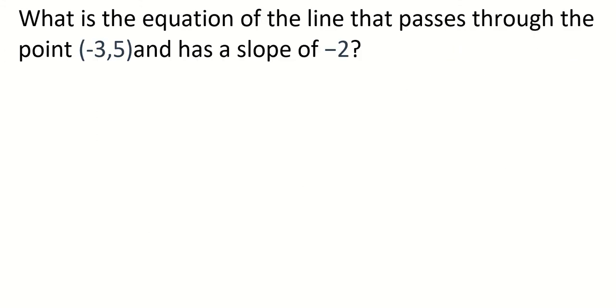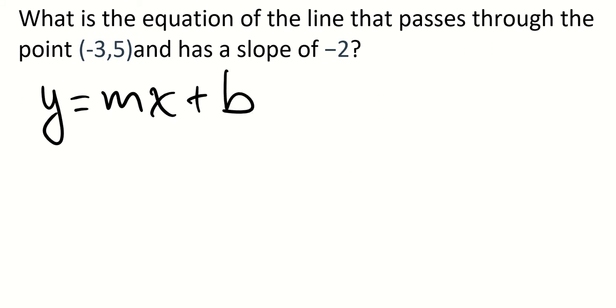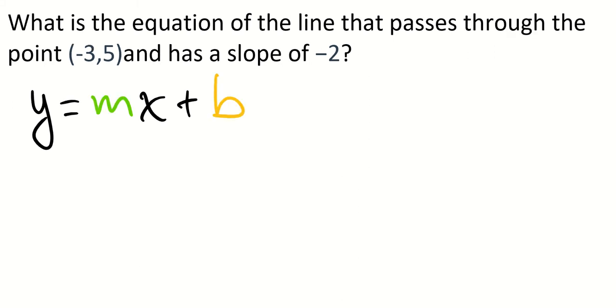So let's consider this example. What is the equation of a line that passes through the point (-3, 5) and has a slope of -2? Again, y is equal to m times x plus b. We are told what our slope is. Our slope is -2. So I know my rise-run pattern. It's down 2 over 1, down 2 to the left 1. So we know our value of m.